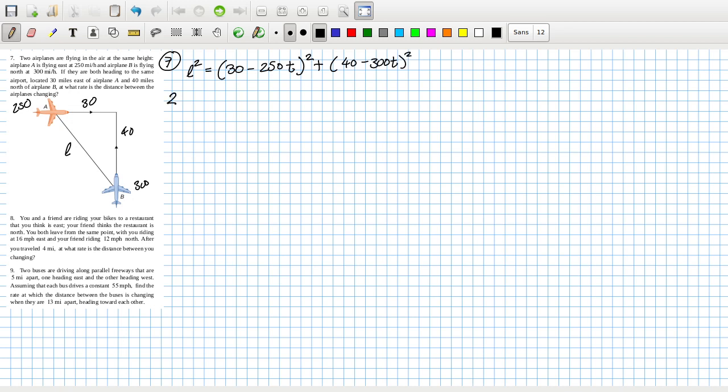So that's 2L L dot. This is the t derivative. That will equal 2 times (30 minus 250t) times minus 250 plus 2 times (40 minus 300t) times minus 300. So the 2's cancel out, and I can get L dot is 30 minus 250t.